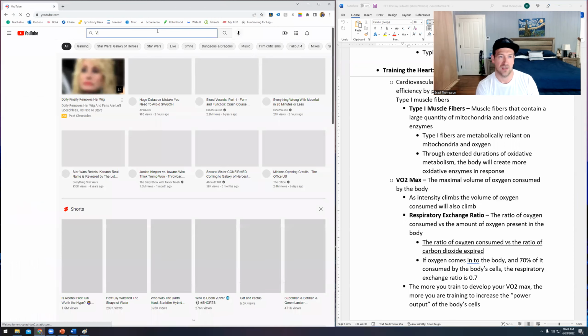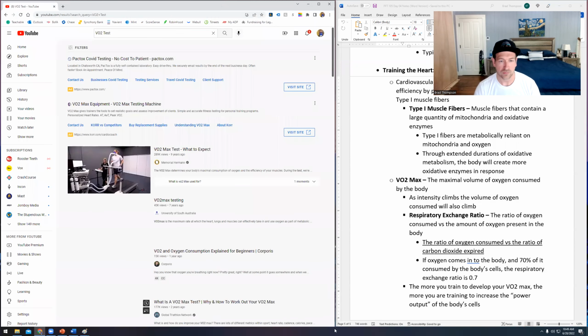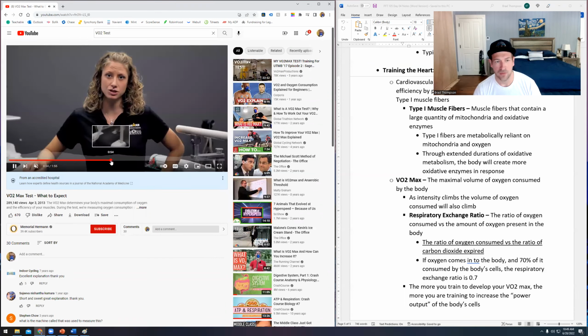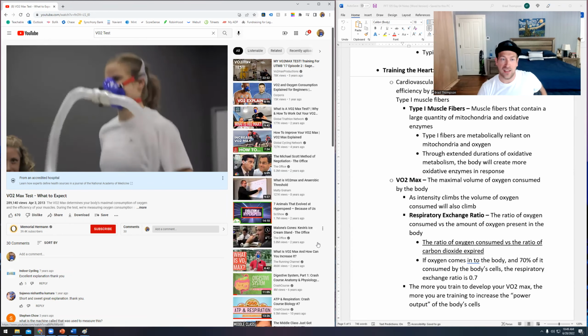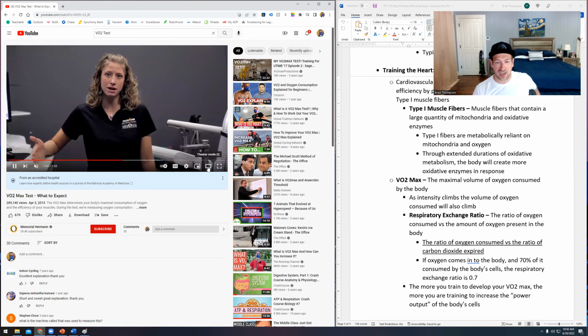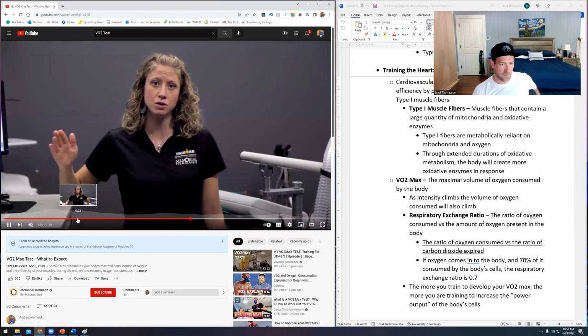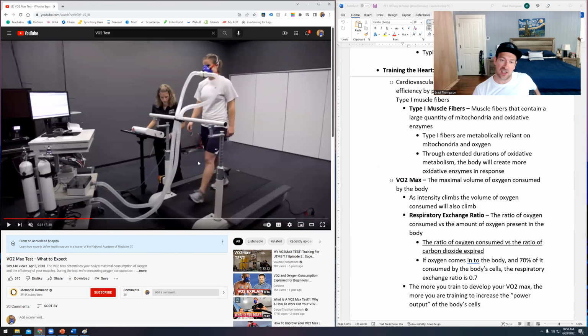If you look at a VO2 test, she's going to have this person get on a treadmill and sprint until eventually they are consuming all of the oxygen that they're bringing in. You'll notice there are two separate tubes here. She's got two tubes going into the mouth. One is pumping in oxygen. The other one is measuring how much CO2 is coming out. So there's going to be a ratio of how much she's consuming.